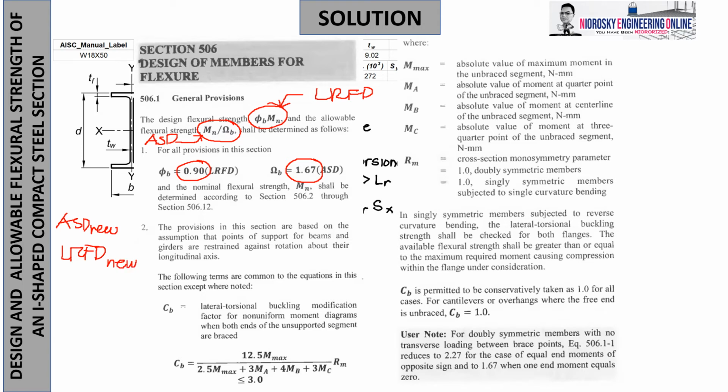Ngayon, how do we compute that? So, we will use this one na dapat less than or equal to 3.0. Ngayon, yung value ng monosymmetric parameter R sub M, so we will use 1.0 for doubly symmetric members. Tapos, we will now compute for Mmax, MA, MB, MC. Yung Mmax, you just draw the moment diagram and then trace the maximum moment. But don't forget that all of these values inside this CB computation are all taken as absolute. Ibig sabihin, kahit negative yung computing nyo, you just get the positive value out of that.